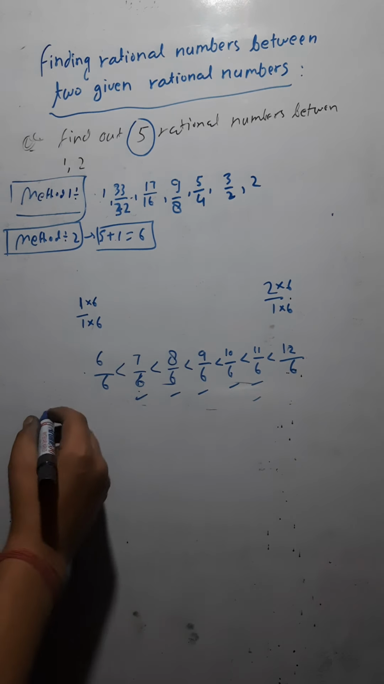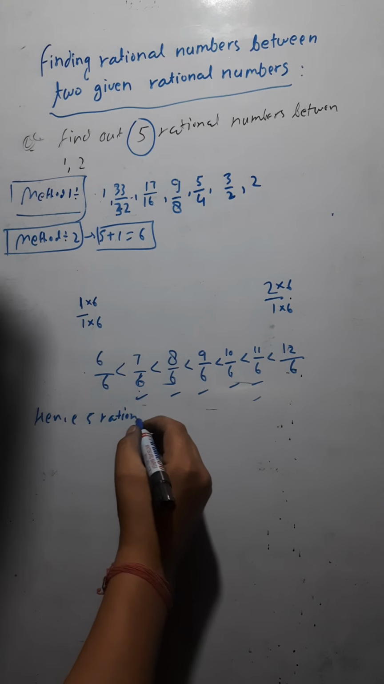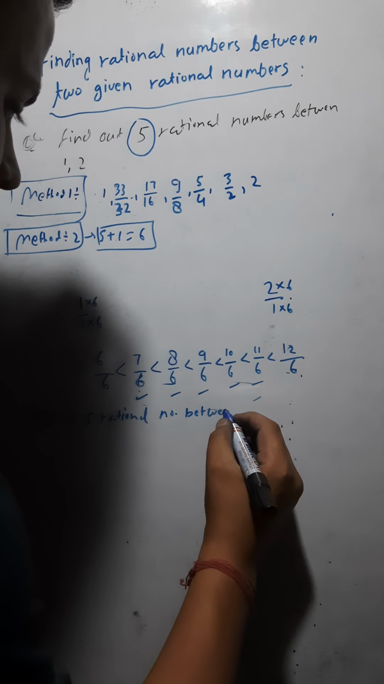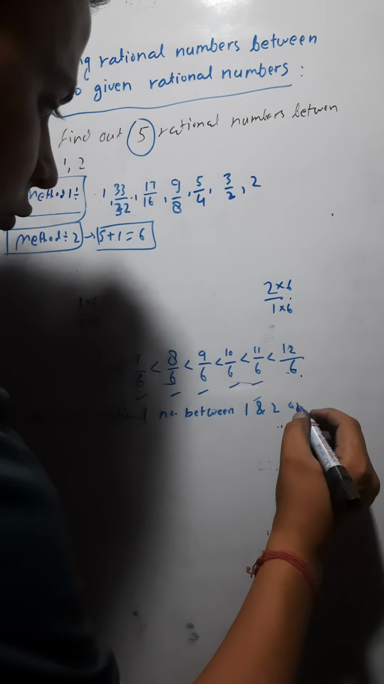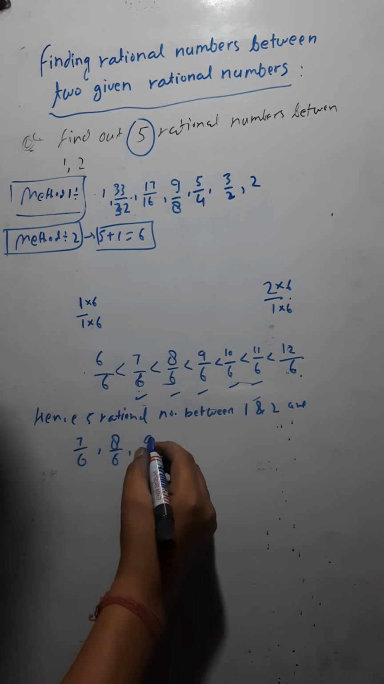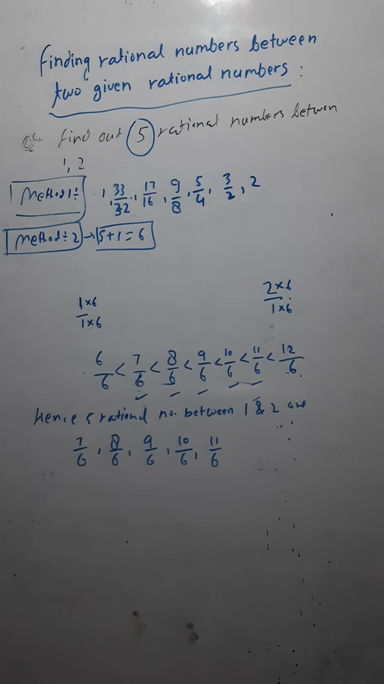This. So you write here, hence, 5 rational numbers between 1 and 2 are what? First one is 7 by 6, 8 by 6, 9 by 6, 10 by 6, 11 by 6. These are the 5 rational numbers.